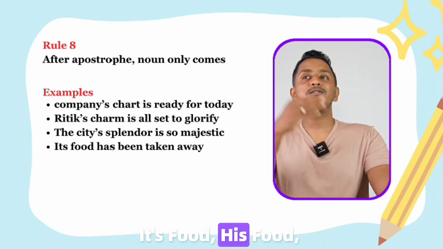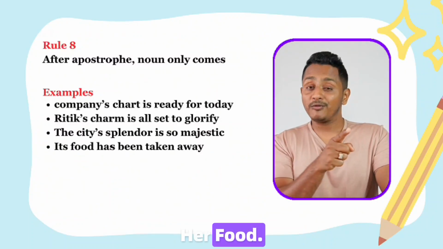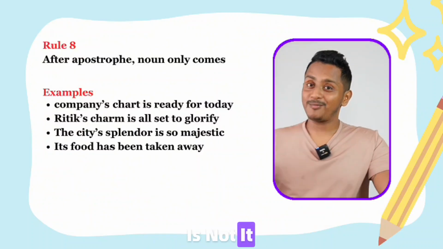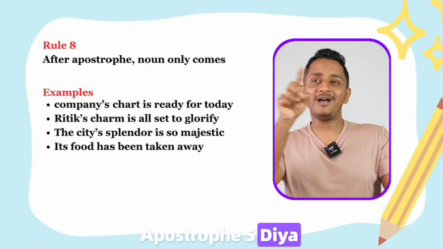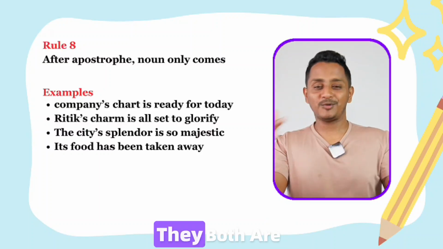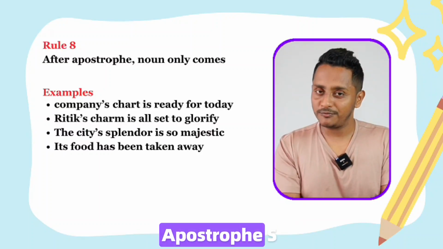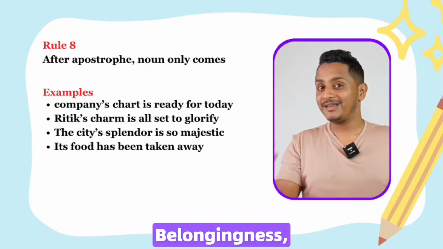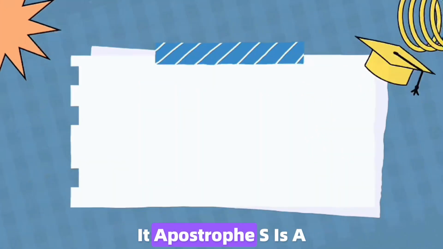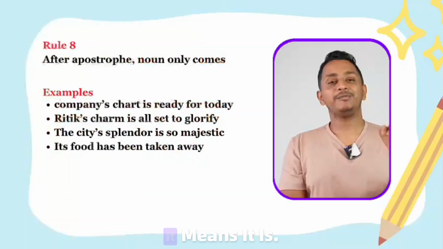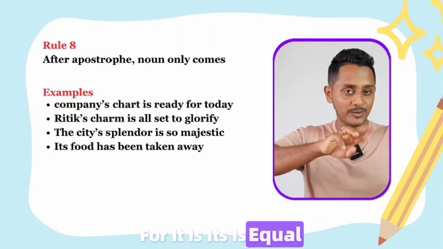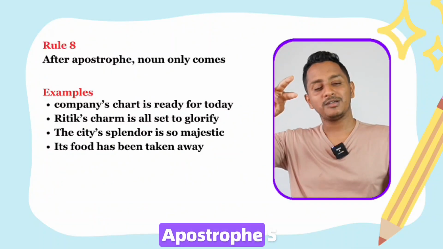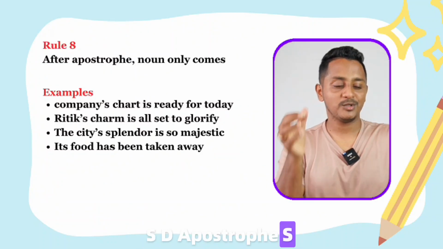Its food, his food, her food. For the word IT, it is not IT apostrophe S like Nakul's, Ritik's, Diya's. ITS and those are not the same. If you put IT apostrophe S thinking it is signifying belongingness, you're wrong. IT apostrophe S is a contraction. It means it is. It's a short form for it is. ITS is equal to his, her, Nakul's, David's, Diya's. Hope you are getting it.